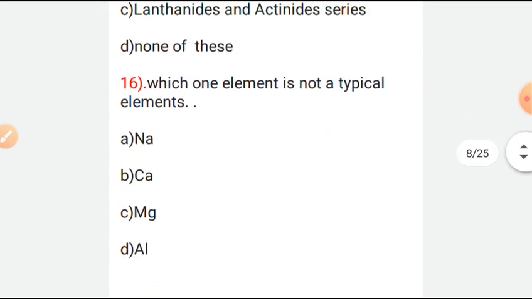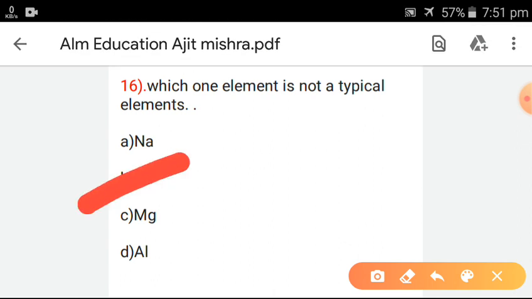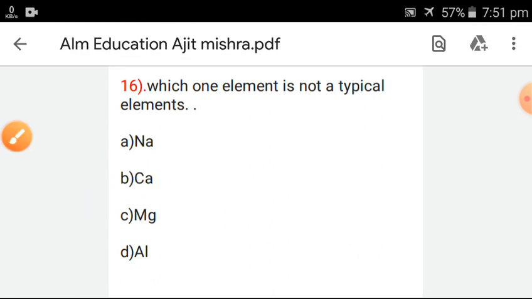Next question. Which one element is not a typical element? Option A sodium, option B calcium, option C magnesium, or option D aluminium. Give the right answer. Sodium, magnesium, and aluminium are typical elements, but calcium is not a typical element. So the option will be option B.